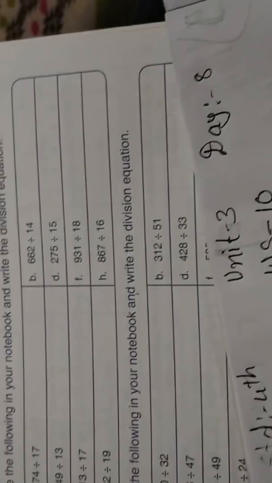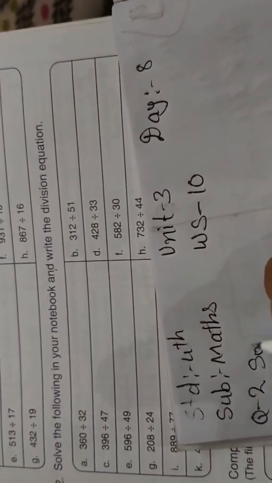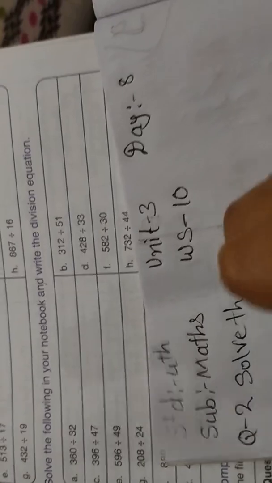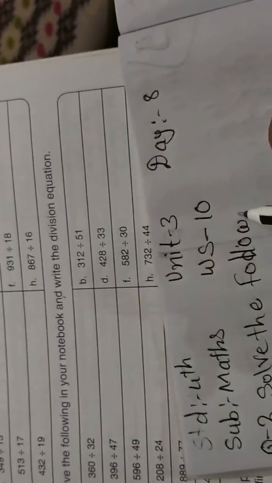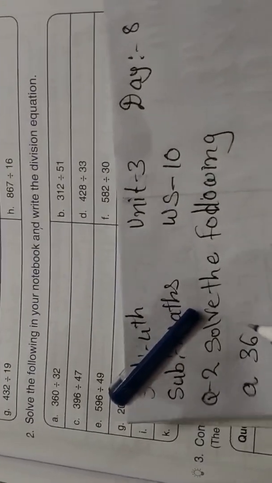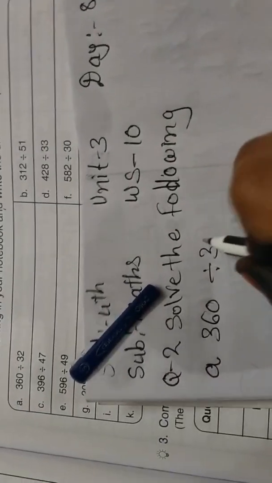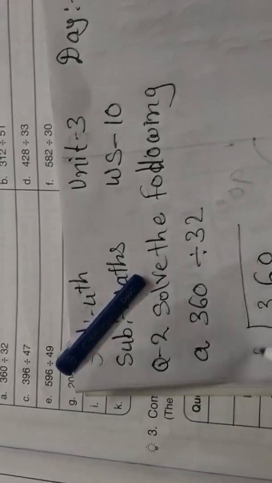Day 8. So students, today we'll start the second question. Solve the following. That will start, students. In that solve the following, the first sum is 360 divided by 32. So we have to start here: 360 divided by 32.